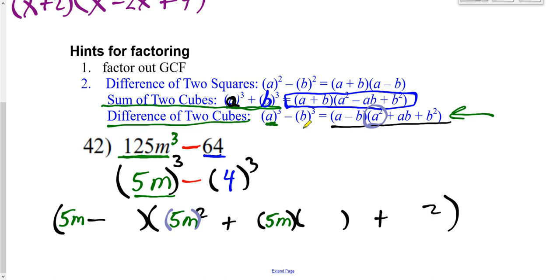And now your b is what's at the end that's being cubed. Well, that was just our 4, so I've got to replace all my b's with a 4. Now, here I don't need an extra set of parentheses because I only have one thing that's being affected by my exponent. So now I'm going to go ahead and simplify.